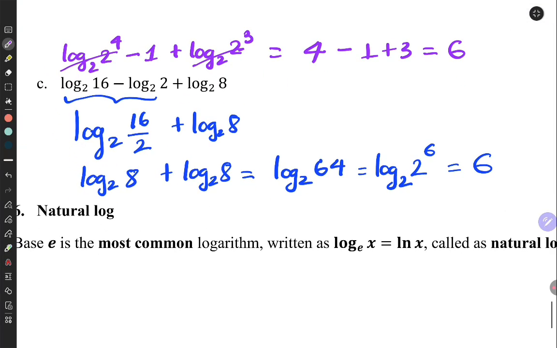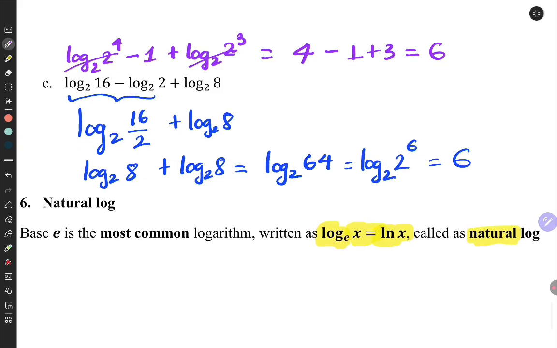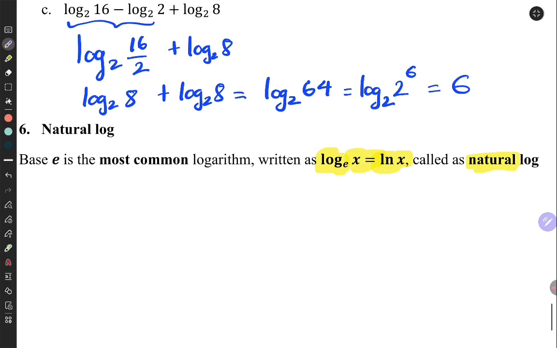Natural log. Base e is the most common logarithm, written as logarithm base e. Okay, but instead of logarithm base e, it also has the name natural. The letter n comes from natural. Natural log, ln. Okay, so ln, natural log.